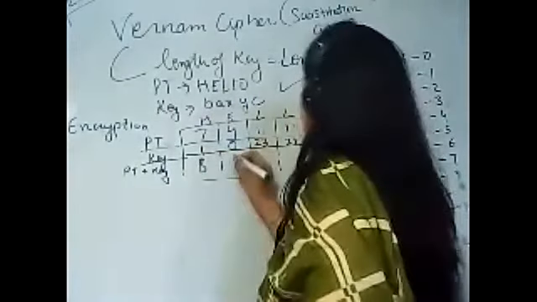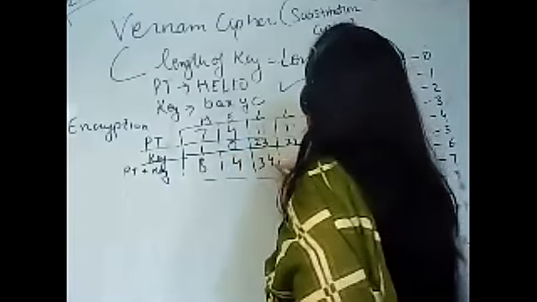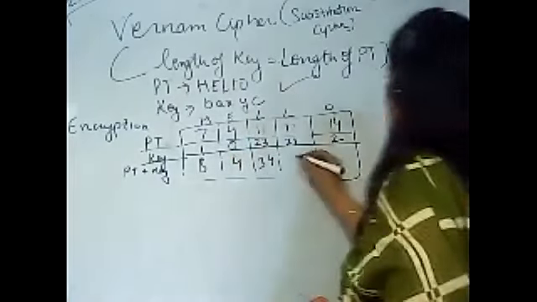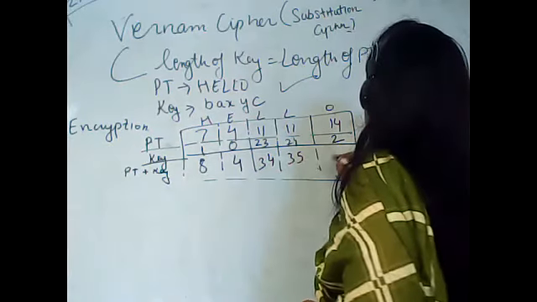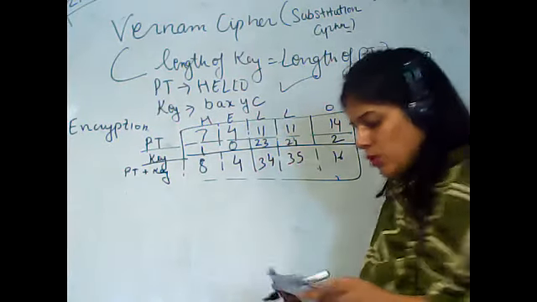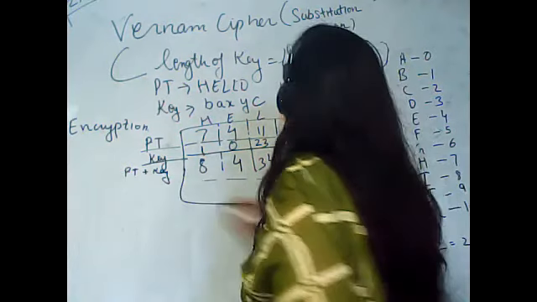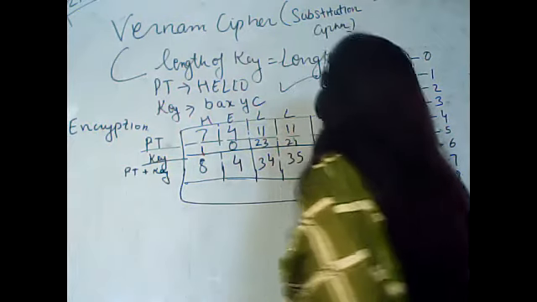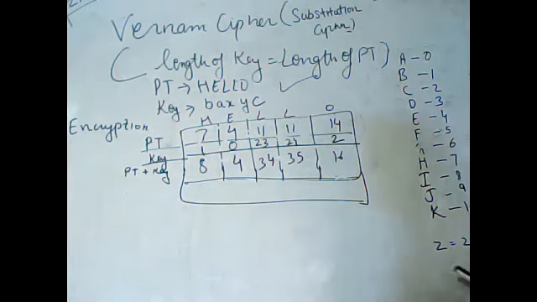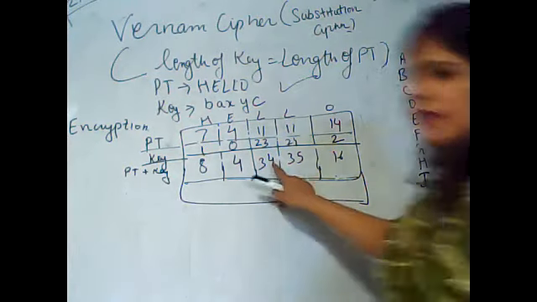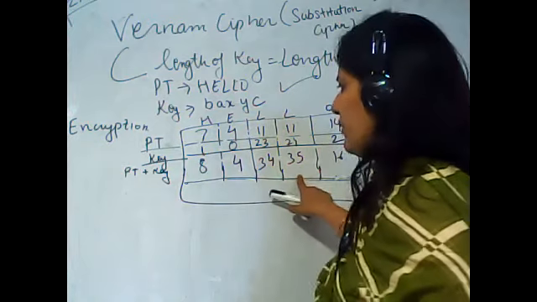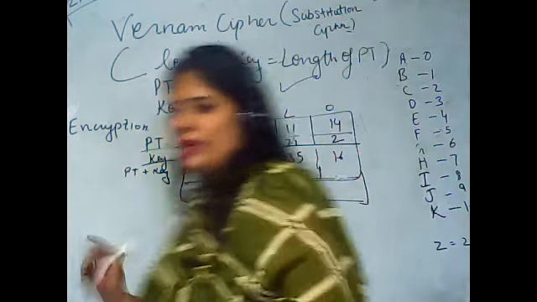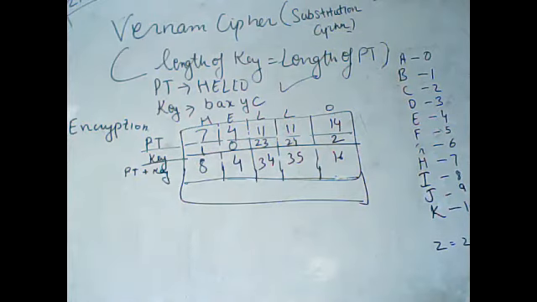7 plus 1 is 8, 4 plus 4 is 8, and this is 34. Again we are having this 35, and 14 plus 2 is 16. So now you can see that this is the ciphertext that we are getting here. But our numeric value says that we cannot include any character after Z equal to 25. So we are also having this 34 here and 35 here. So wherever the numerical value is greater than 26, we will subtract 26 from that number.